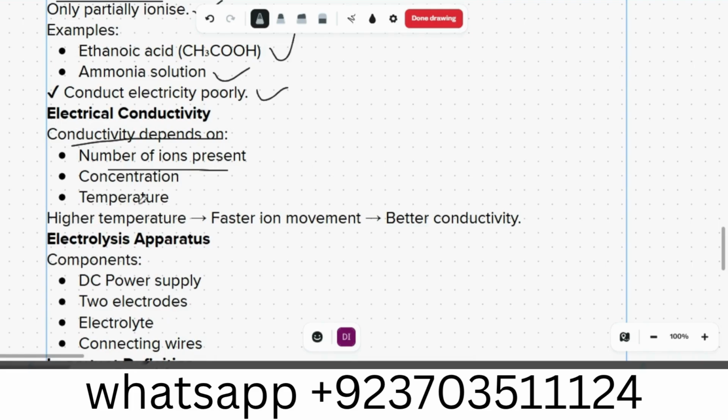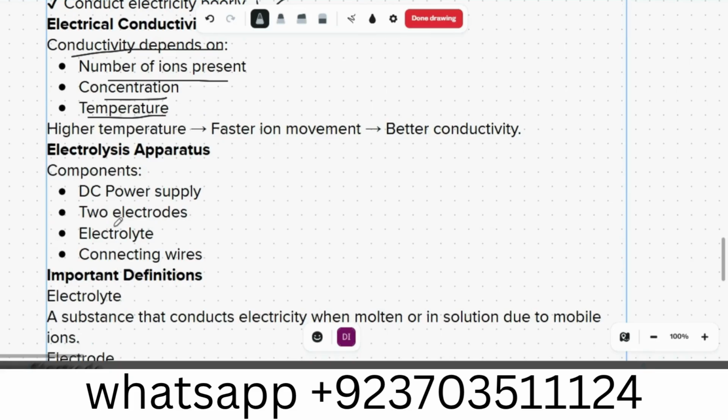Second is concentration, and third is temperature. Temperature should be higher so that there is more kinetic energy, but not overheated. There is a limit on temperature. For example, for a car battery, if temperature is more than 70 degrees, it will stop working.